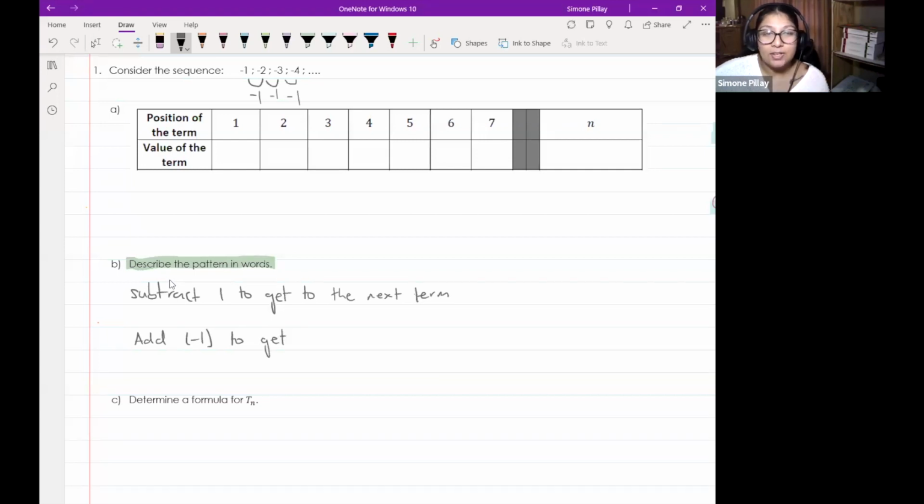So if we were going to describe our pattern in words, we are going to either subtract 1, which also means the same thing as adding -1 to get to the next term. Sounds confusing. It's really not confusing. Think about it. I minus 1, or let's take 5. 5 minus 1 gives me 4. But what if I had 5 plus -1? Can somebody tell me what that would be?